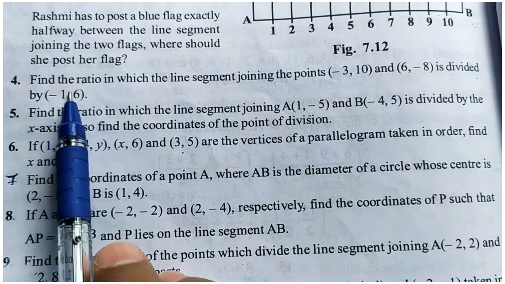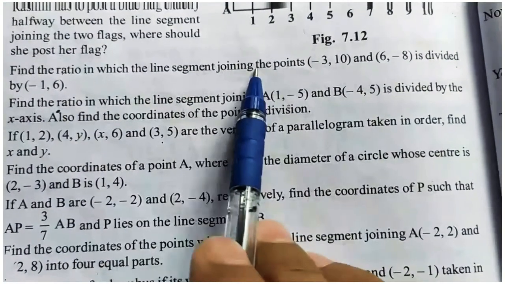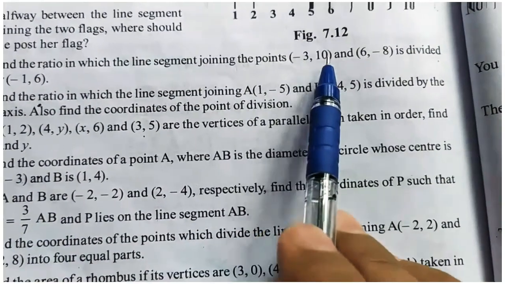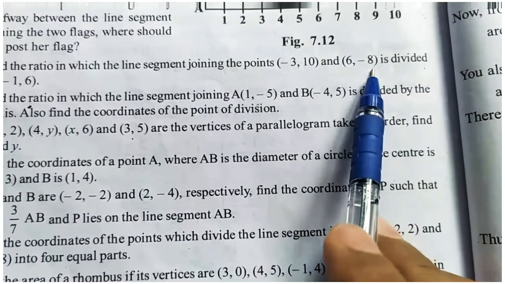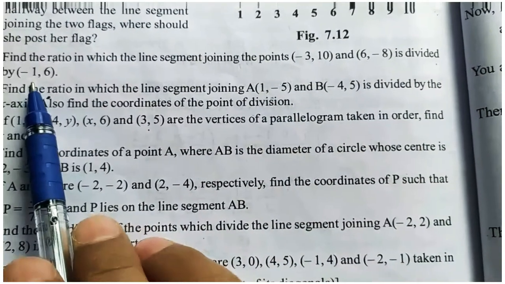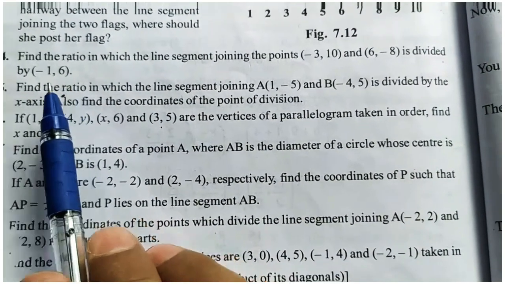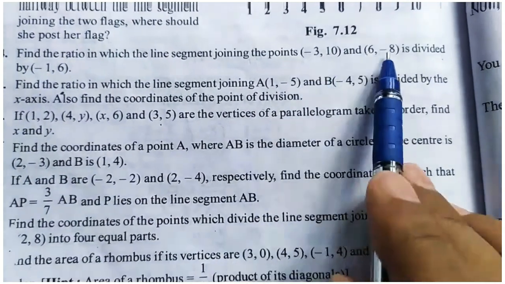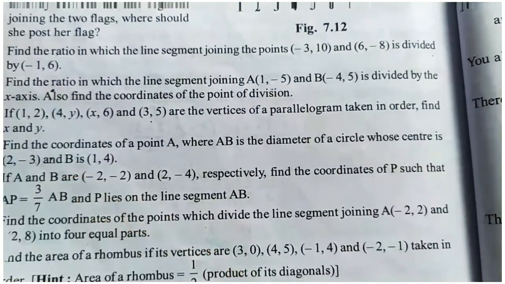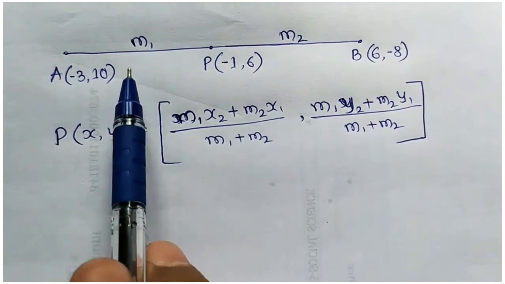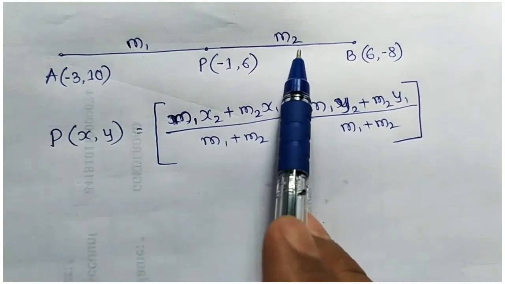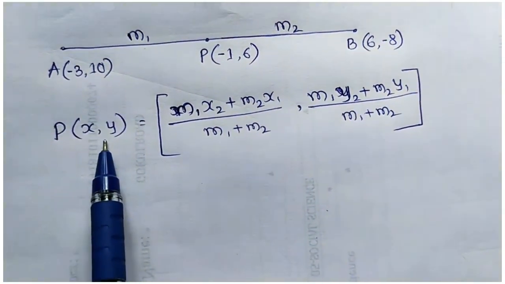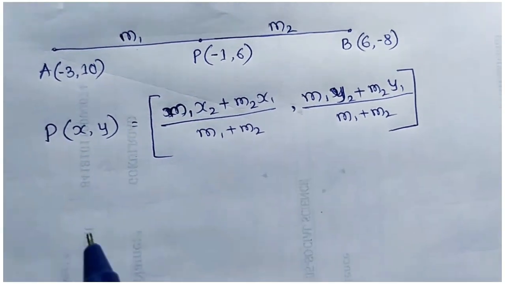Now in the fourth question, find the ratio in which the line segment joining the points minus 3, 10 and 6, minus 8 is divided by minus 1, 6. So let's take the points as A, B and it is divided by the point P. Here we have to find m1 is to m2. For this we know the formula, that is the section formula. So use the section formula.